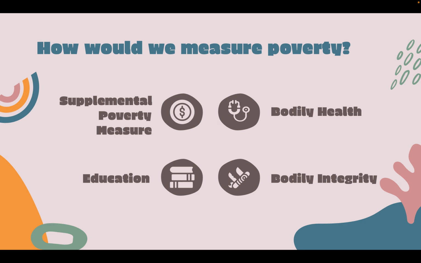Bodily health can be measured through many health metrics, such as birth rate, infant mortality rate, maternal mortality rate, and other ways. Bodily integrity can be measured through safety of an area and access to proper resources in order to stay safe.